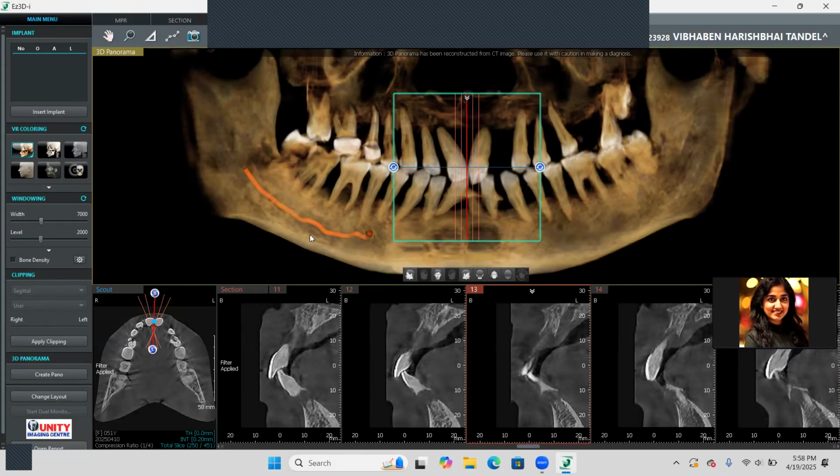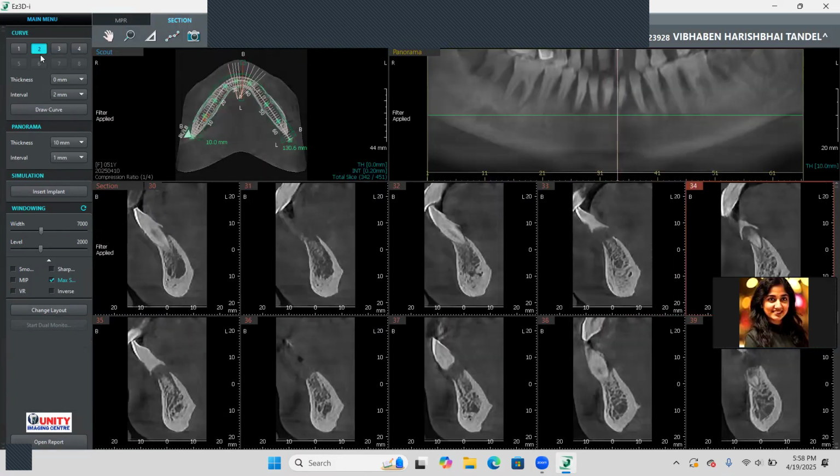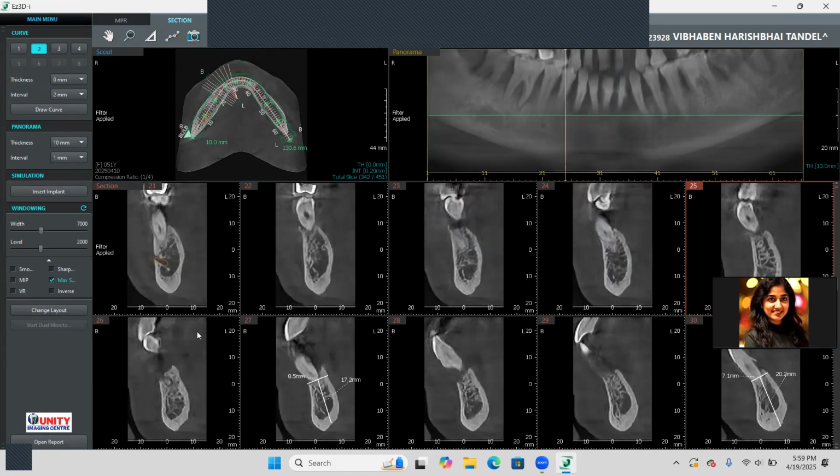I have marked one side mandibular nerve just to show you how we do the marking. I have drawn the curve also. So if it is anterior teeth, this is the tool for measurement. This way we measure the width, the length, and then just drag the measurements to separate and see it more properly.